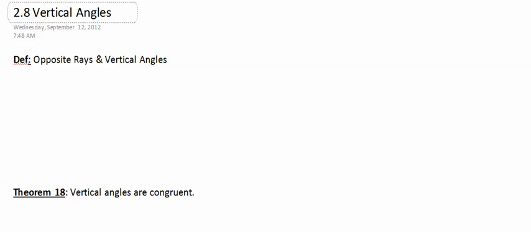2.8 Vertical Angles talks about vertical angles and opposite rays and how to use vertical angles within proofs. To start with the definitions of what each are, we start with opposite rays. Opposite rays are rays that are collinear but extend in opposite directions. So ray BA and ray BC are opposite rays.